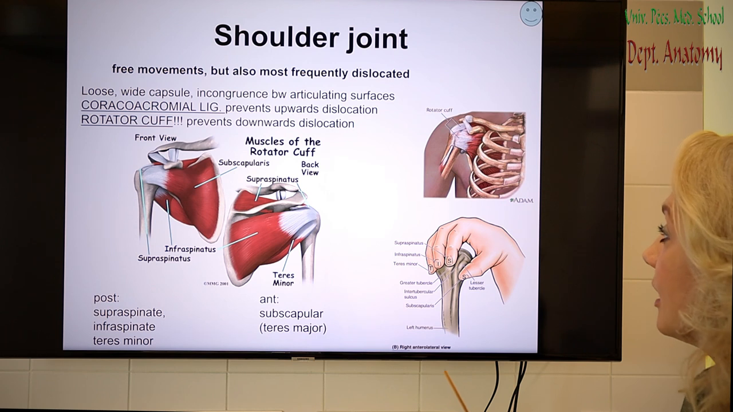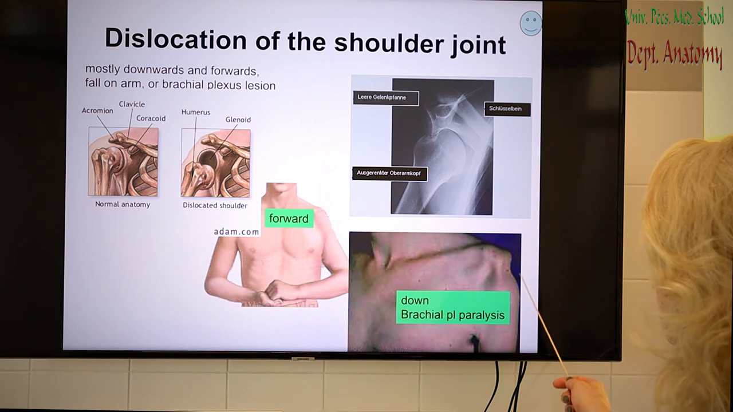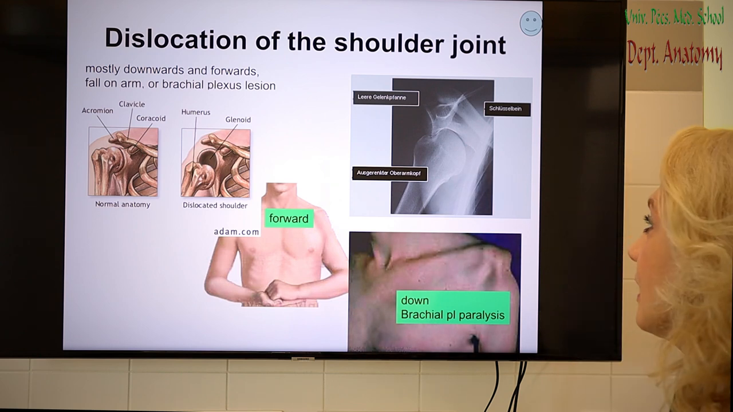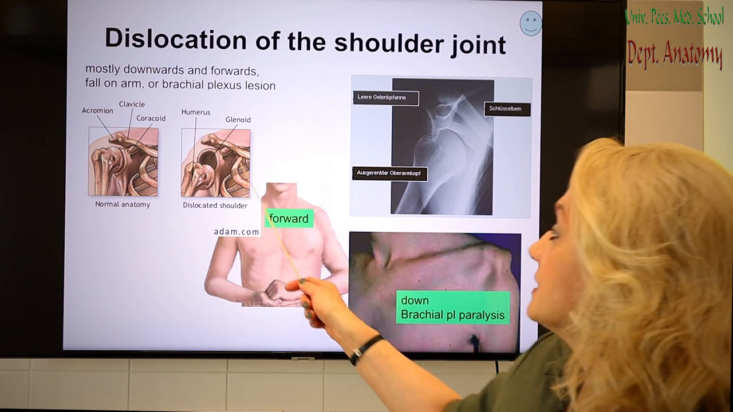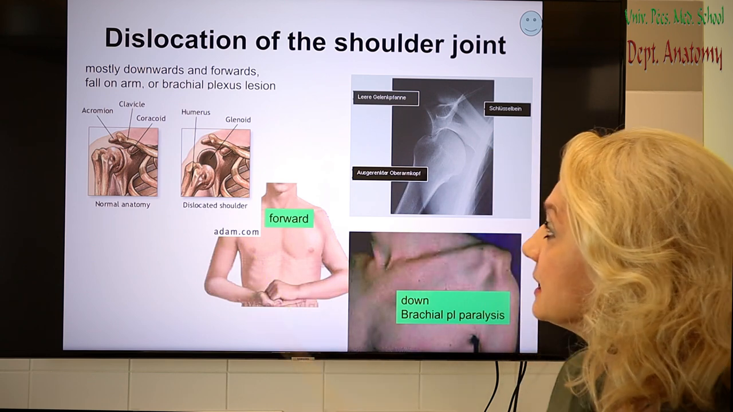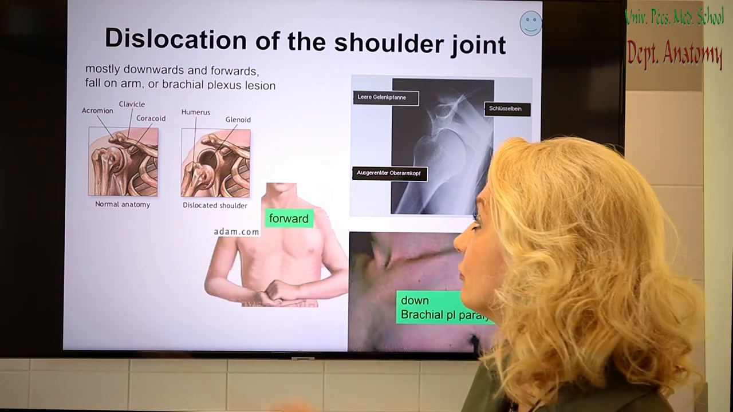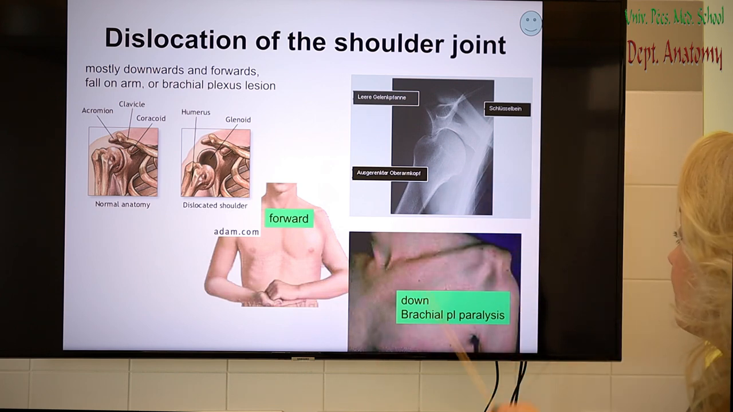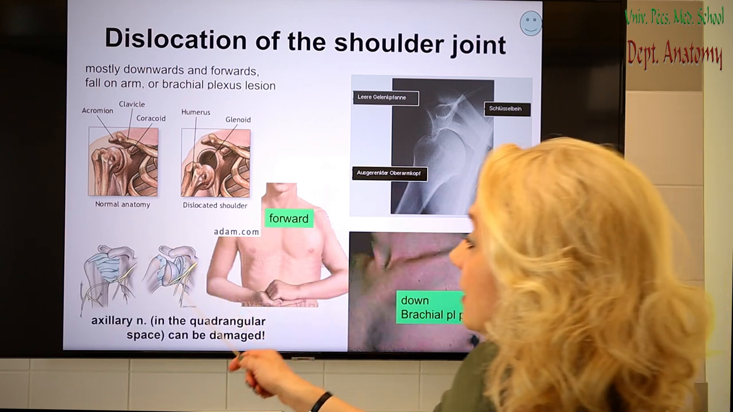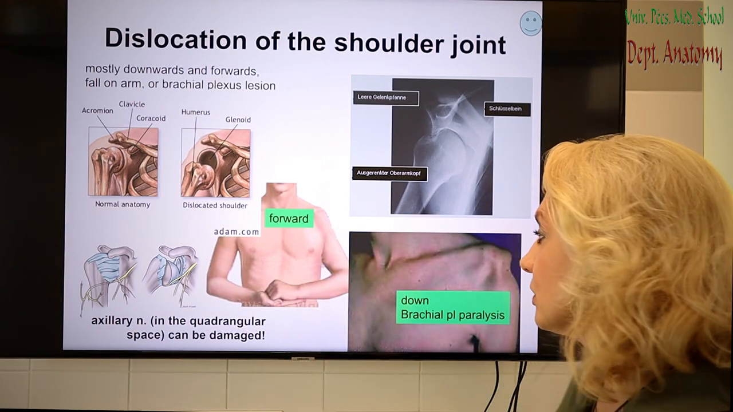If these muscles are paralyzed, for example in brachial plexus palsy, here you can see that the shoulder actually drops, the humerus drops. This is a kind of subluxation. Here you can see other types of complete dislocations, and most commonly the dislocation is downward and forwards, for example if you fall on your arm, or in this case, if the brachial plexus is lesioned. In these cases, because the axillary nerve runs nearby, the axillary nerve can also be lesioned.